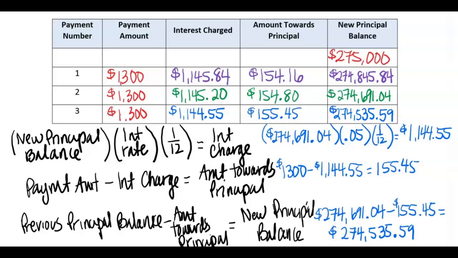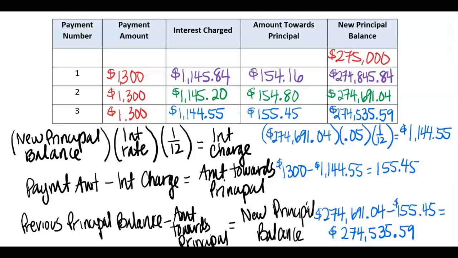For the amount going towards principal, the value should be increasing. So notice we go from $154.16 up to $154.80, then to $155.45. So that should be increasing. Your new principal balance should always be decreasing. Payment amount will always stay the same.